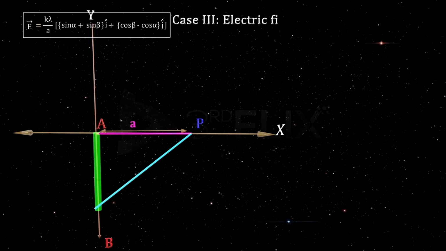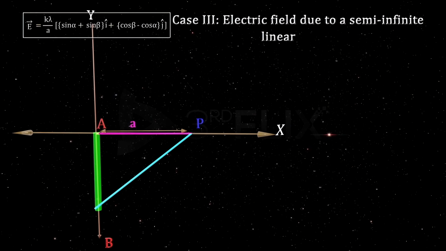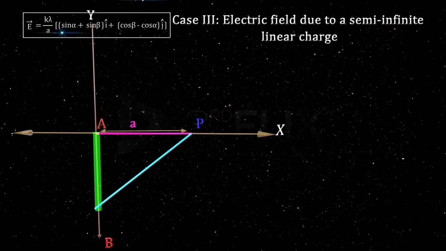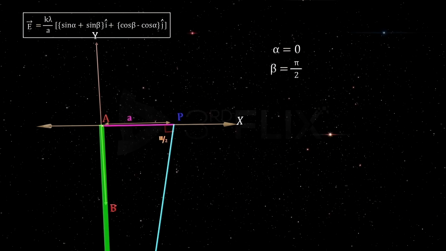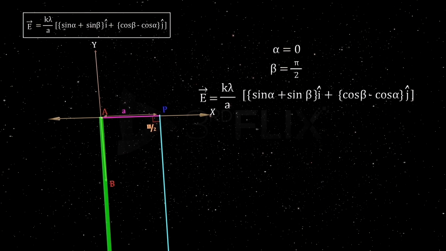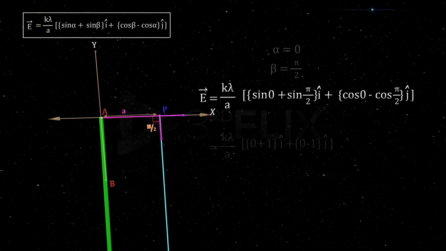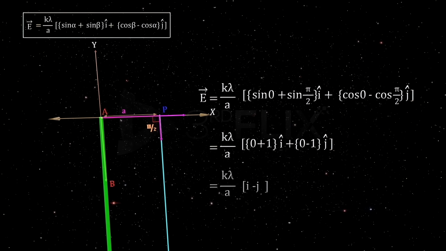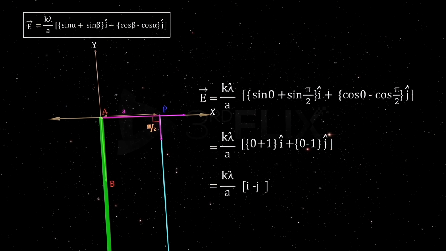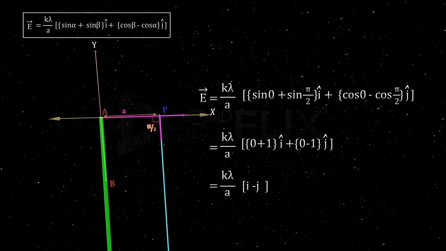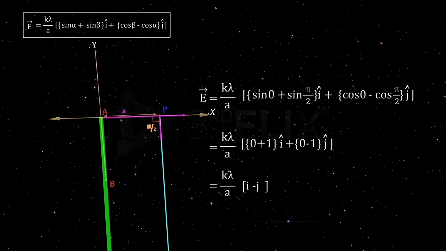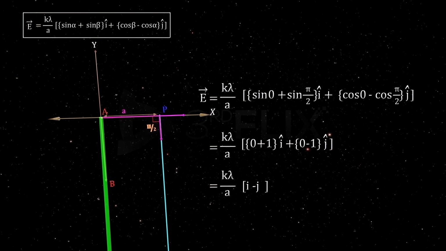Case 3. Electric field due to a semi-infinite linear charge. In this case, alpha equals 0 and beta equals pi by 2. So, E bar becomes k lambda by a (i cap minus j cap).